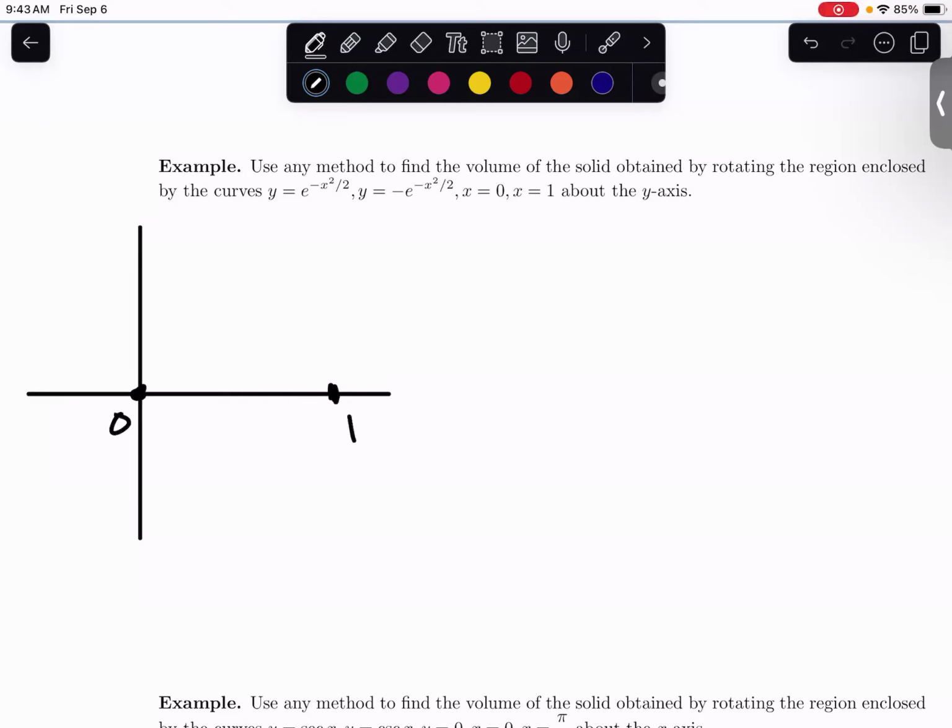So we're going from 0 to 1. If you plug in x is equal to 0, you get e to the 0, which is equal to 1. Similarly, if you plug in x is equal to 0 into this, you'll get minus 1. And then if you plug in x is equal to 1, you'll get e to the minus 1/2 power. So the graph will look something like this. So we're interested in this region of the graph.